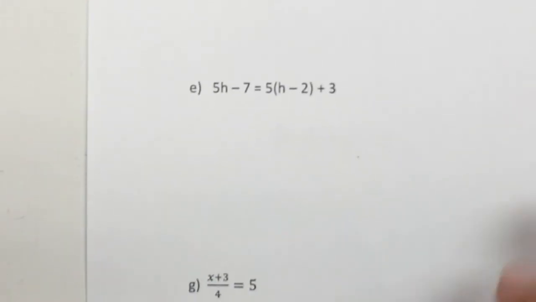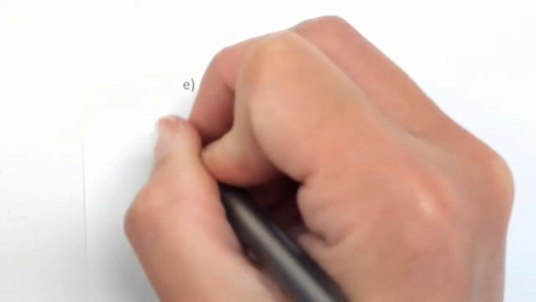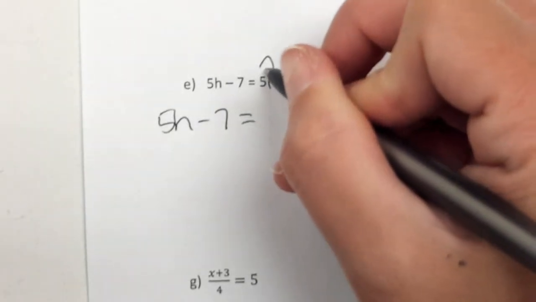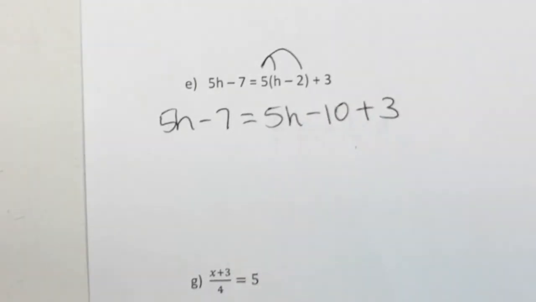We can do E. Okay. Go ahead, Cade, right? I kept 5H - 7. I just brought it down, and then I multiplied the other side. Got 5H - 10 + 3. Alright, stop there. Any questions about that part?